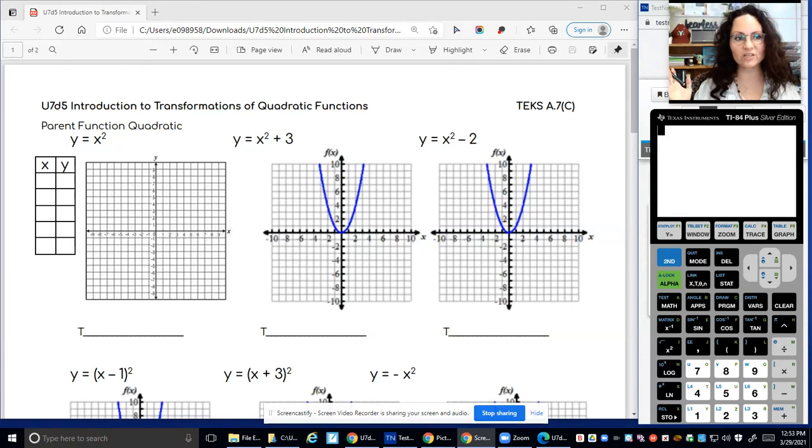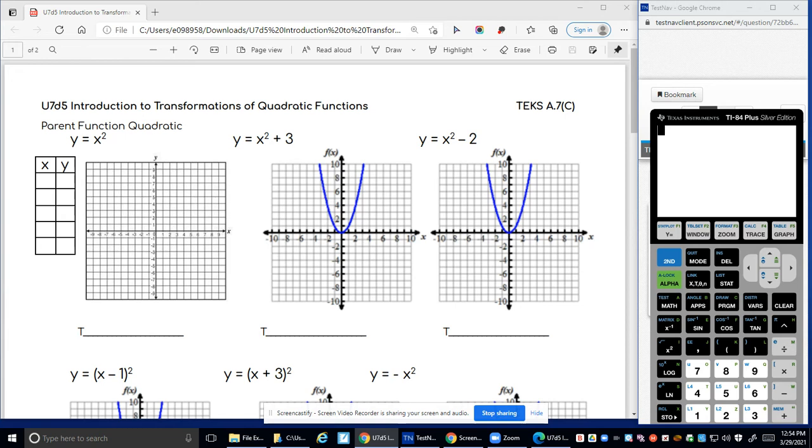We are going to look at transformations of quadratic functions, looking at the equation and seeing how it makes the graph change. Let's begin. This is the basic, most simple quadratic function you can have. It is called our parent function quadratic. This is y equals x squared.